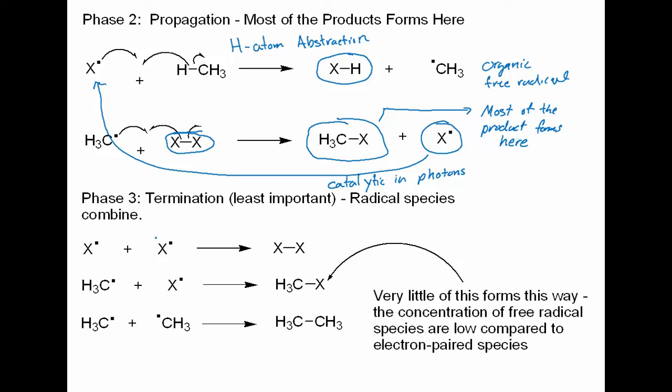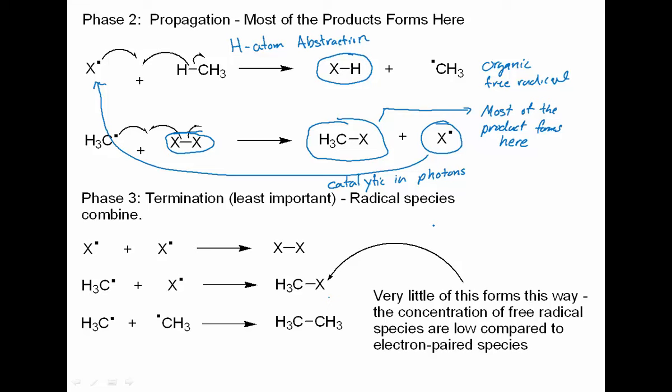The reverse of the initiation step is here. We can form the alkyl halide also by reacting a methyl radical and a halogen radical to get the alkyl halide. And to some extent we make a little bit of higher alkane by taking the alkyl radicals, in this case the methyl radicals, and combining them to make ethane in this case. Okay? Alright.